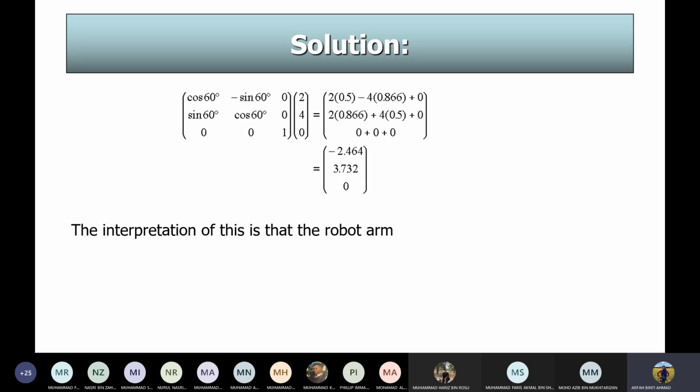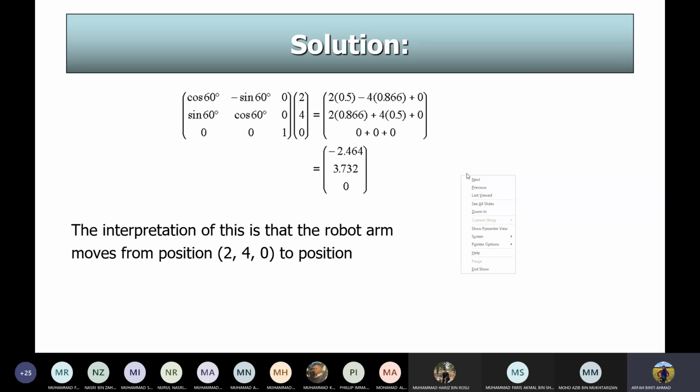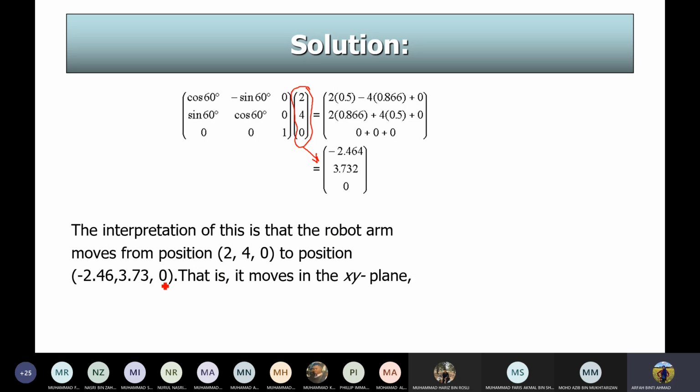So how are you going to interpret the matrix that you get? For this example, the interpretation is that the robot arm moves from position 2, 4, 0. This is the first position. The real position 2, 4, 0 to the position of negative 2.46, 3.73 and 0. That is, it moves in the XY plane. Why is it said to be the XY plane? Because basically in this example, usually you have axes X and Y on a graph. But actually we have 3 dimensions: X, Y and also Z.